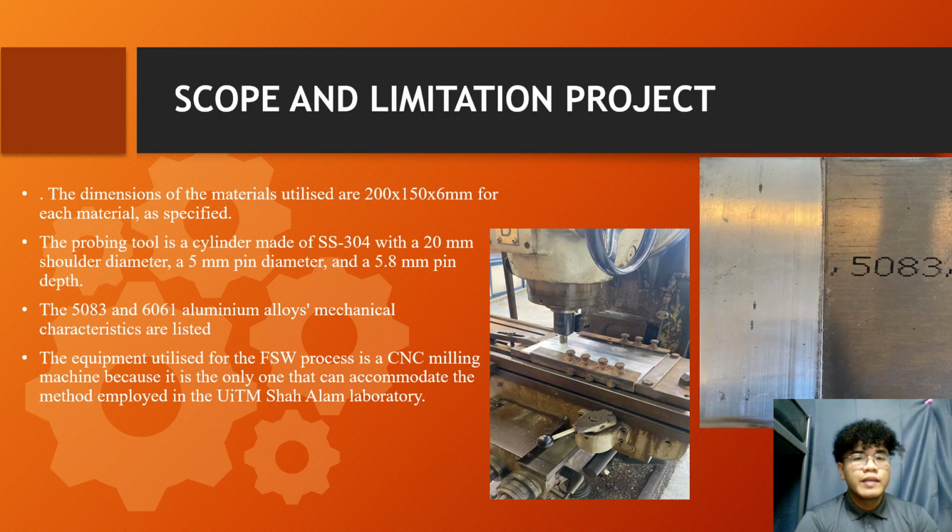Okay, next we go to the scope and limitation of the project. The dimension used is 200 by 150 by 6 millimeter for each material, and the probing tool is a cylinder made of SS304 with a 20 millimeter shoulder diameter, 5 millimeter pin diameter and 5.8 millimeter pin depth. We use two different aluminum alloys, which are 5083 and 6061. The equipment used for the FSW is a CNC milling machine, because that is the only one we have in UITM Shah Alam.